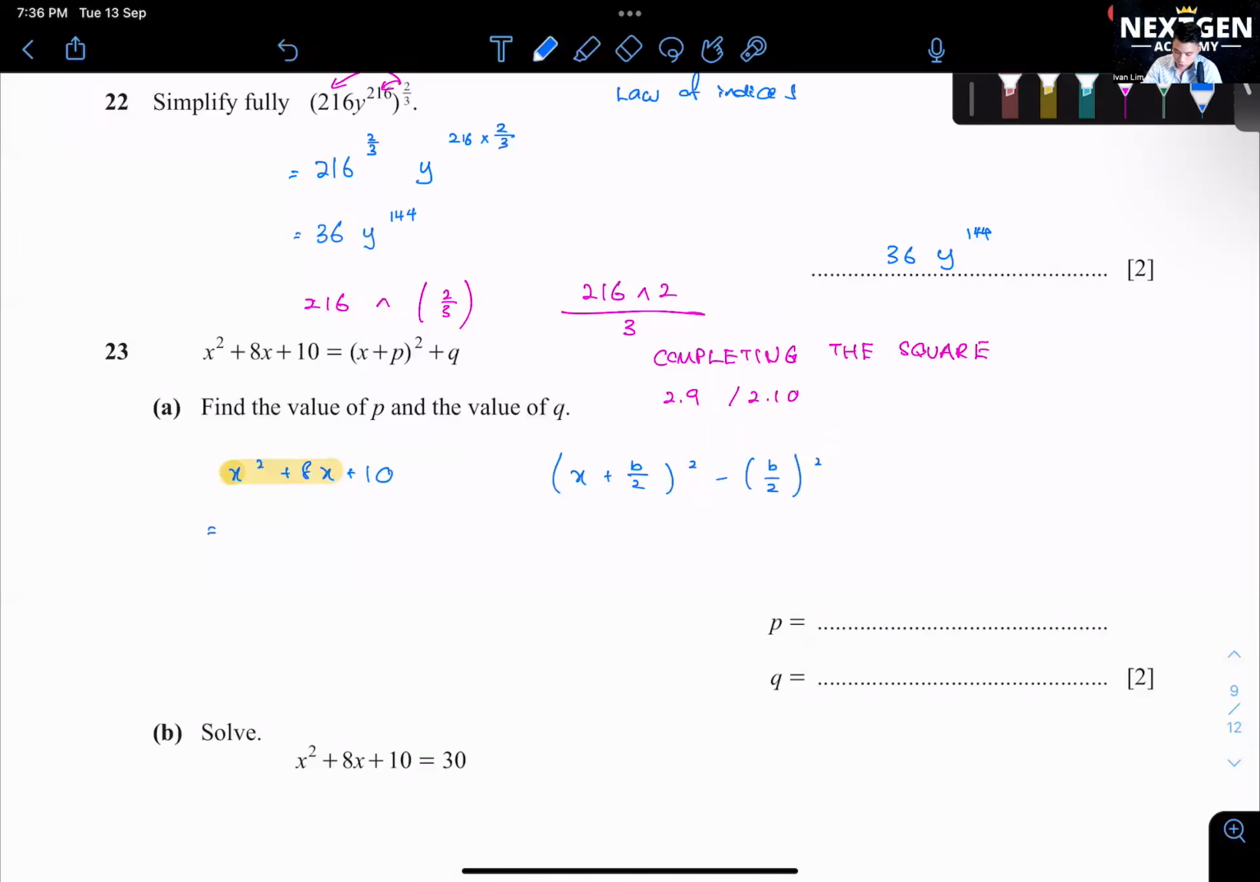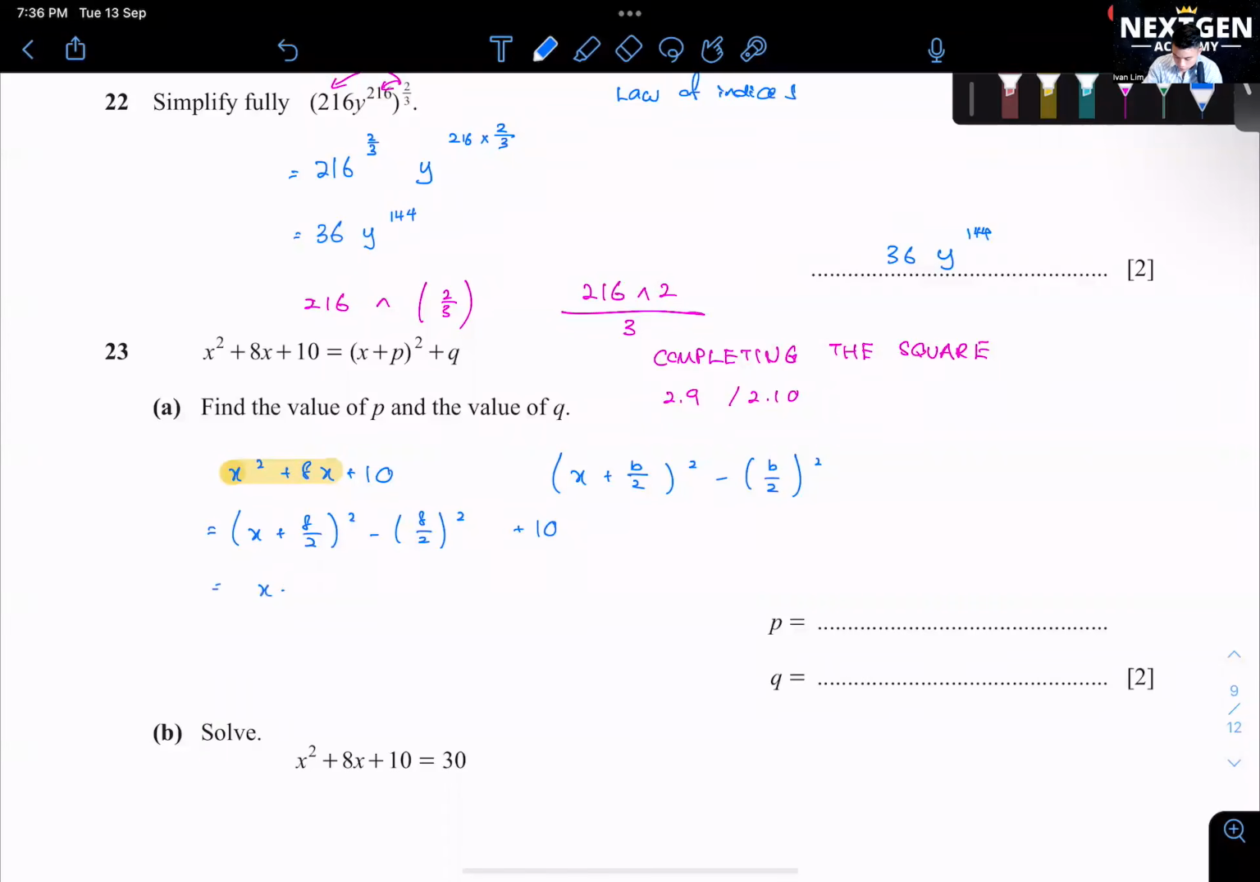Okay, so this is completing the square. You take x plus 8 over 2 squared minus 8 over 2 squared, then the plus 10, and last you add it together. If you don't know completing the square, just go inside Thinkific and watch 2.9, 2.10 first. I gave a lot of scenarios on how to do completing the square there.